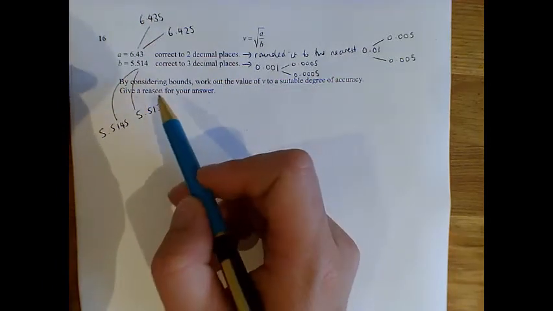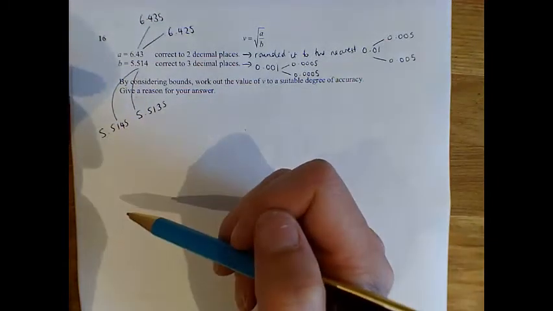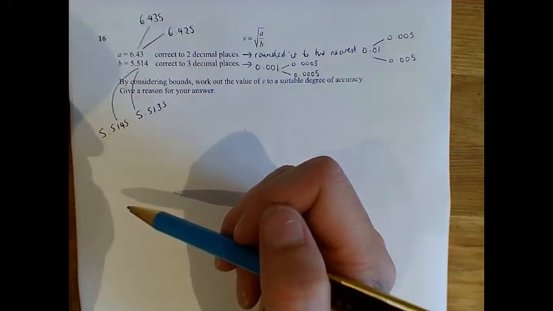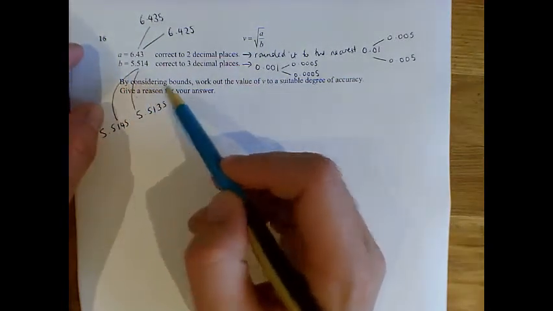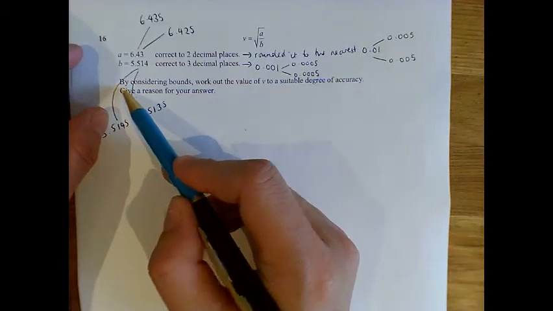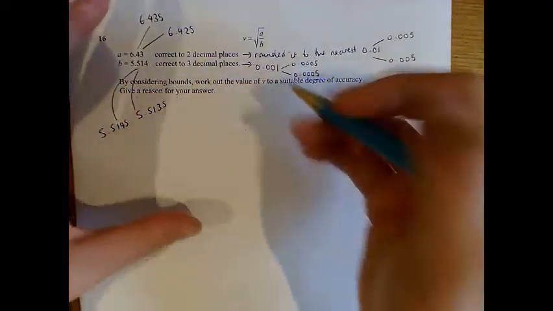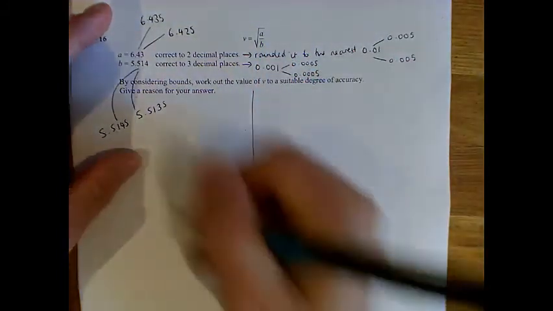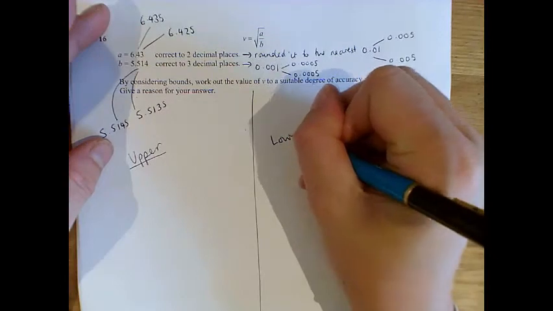Sometimes with this question, it'll ask you to work out the upper bound, in which case we're going to make our answer as big as possible. Sometimes it says find the lower bound, we make our answer as small as possible. If it says by considering bounds, we've got to do both. So they're saying go as big as you can, go as small as you can, and see if they agree. So first on this side, I'm going to do the upper. I'm going to go as big as I can. And on this side, I'm going to do the lower and go as small as I can. And then I'm going to compare them and see what happens.